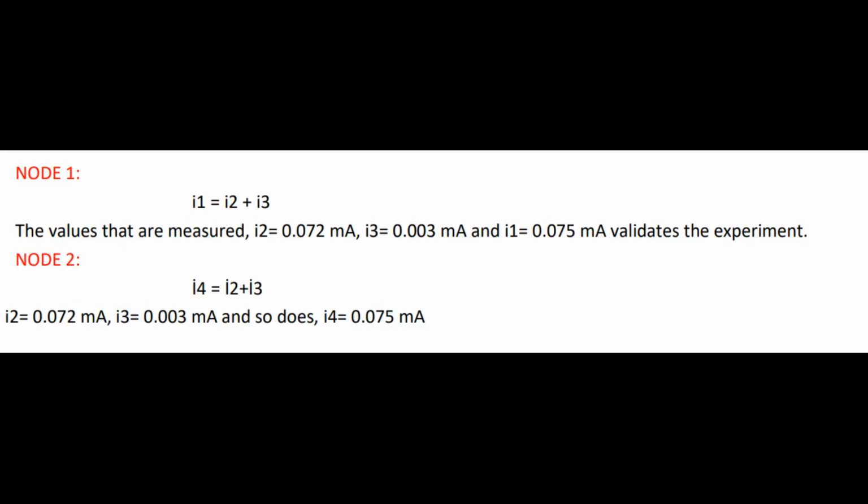By looking at node 1 and node 2, we observe that Kirchhoff's current law is valid. Since in node A, I1 is equal to I2 plus I3, and in node B, I4 is equal to I2 plus I3. These equations are correct according to Kirchhoff's current law.